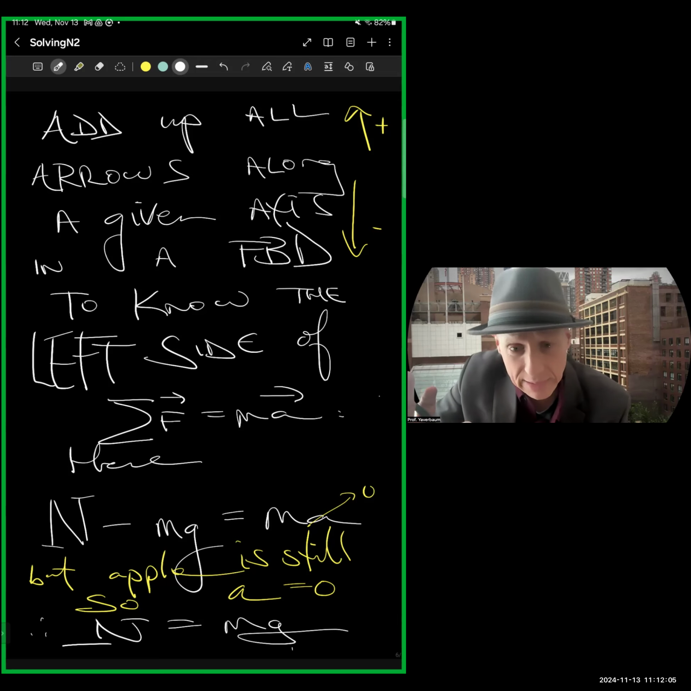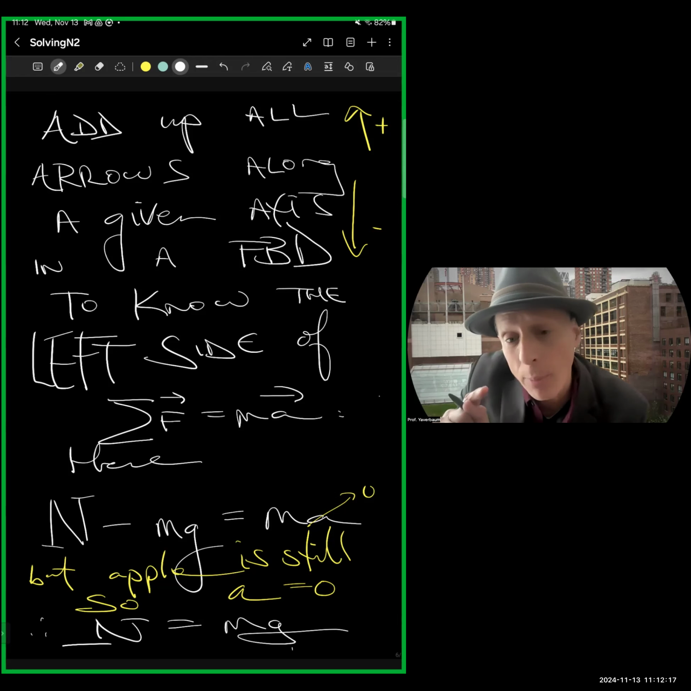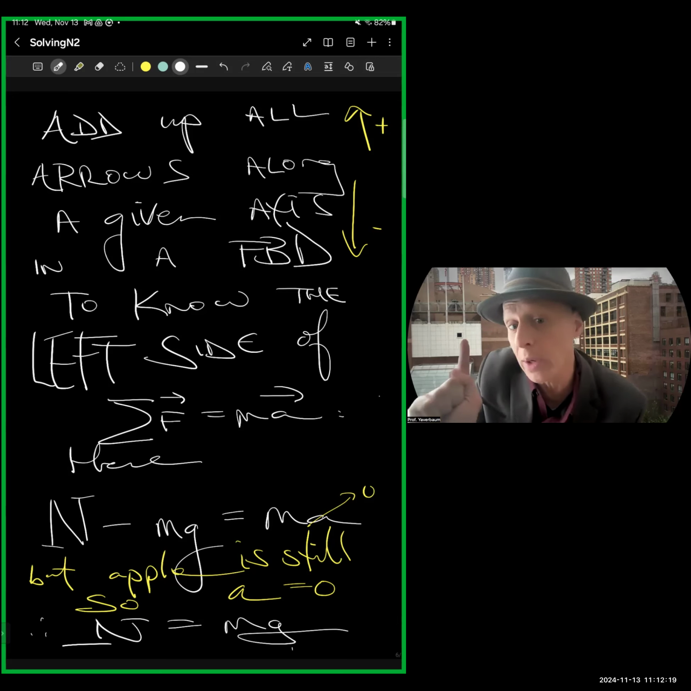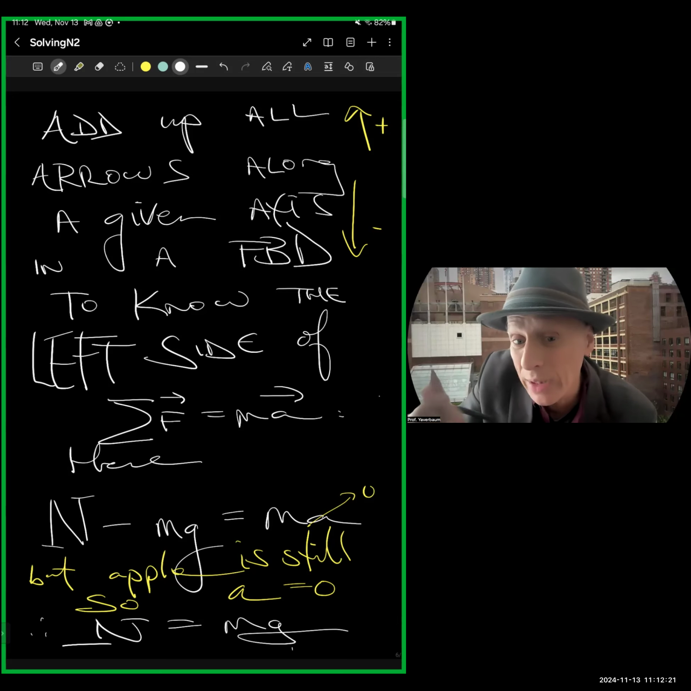I'm going to move on in a second, but what I'm trying to say is, is the normal force of the table equal to the weight of the apple in magnitude? Yes, it is. How do we know? Newton's second law, not Newton's third law. And if we know it because of Newton's second law, what we're really saying is we know because the acceleration of the apple is 0.